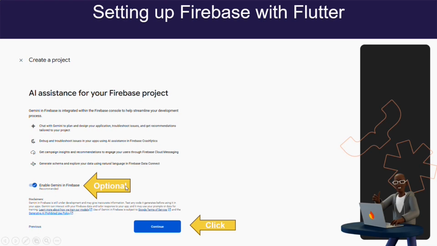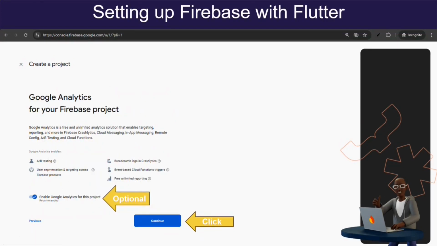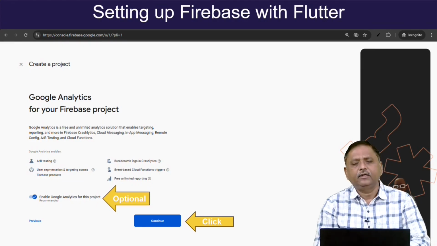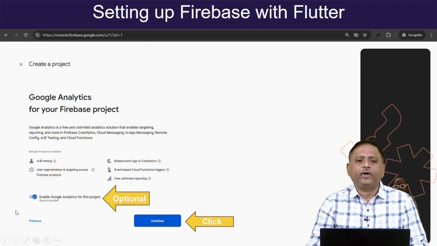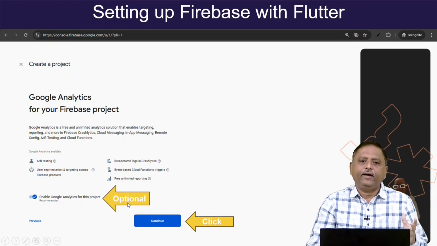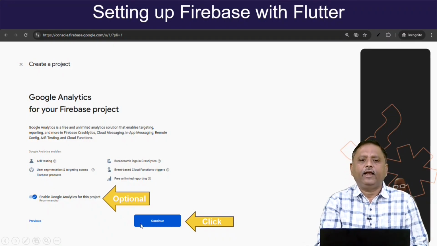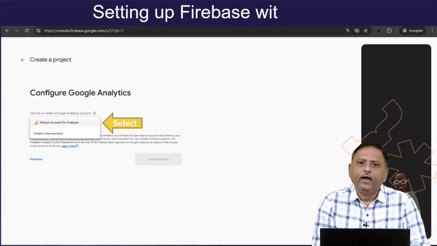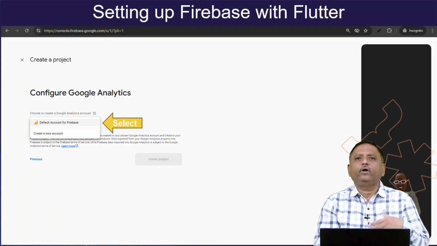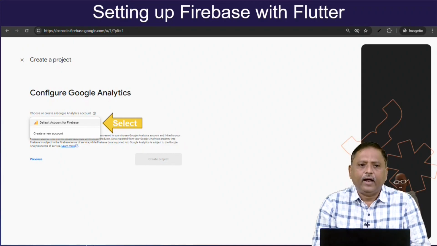If you don't want to use Gemini in Firebase, you can turn it off. Then again you have to click on continue. Then it will ask you to enable Google Analytics for this project. If you wish, you can turn this on, which is again optional, and then you have to click on the continue button. When I click on continue, it will ask you to configure Google Analytics.